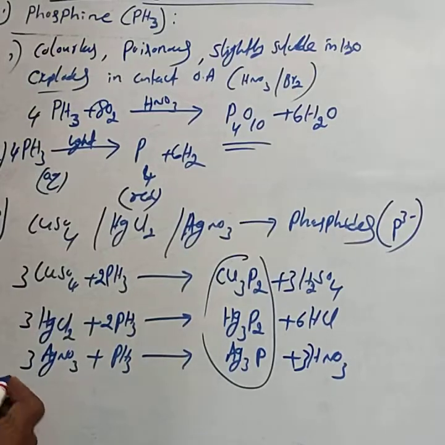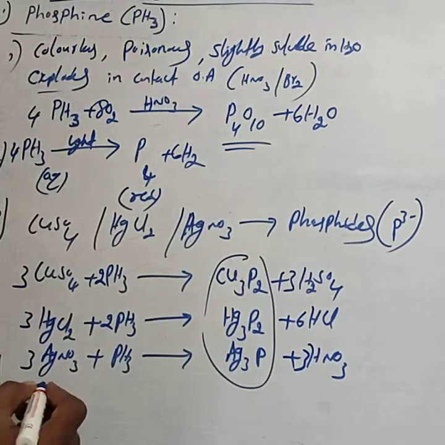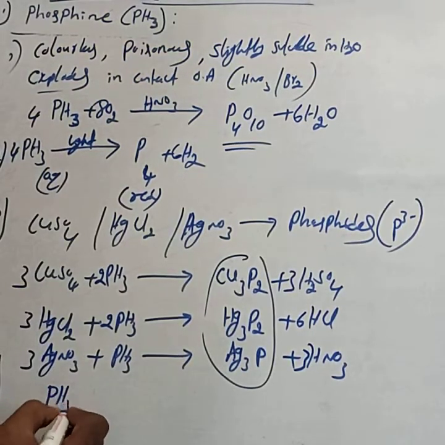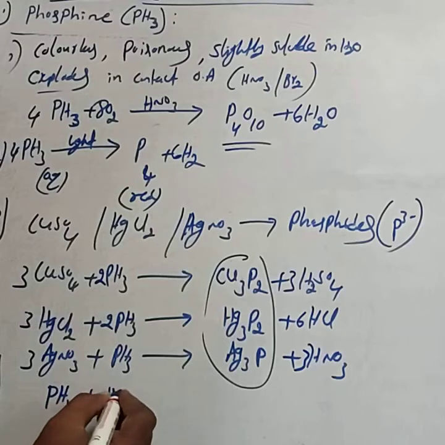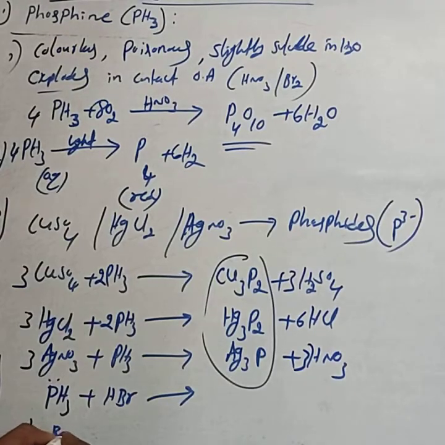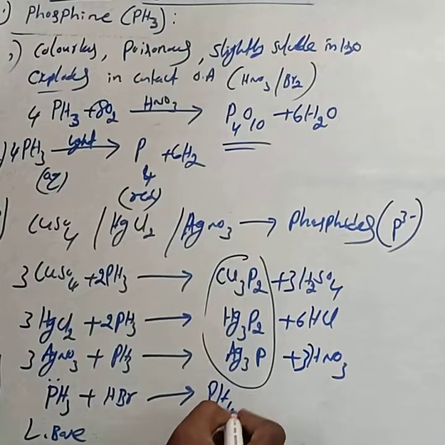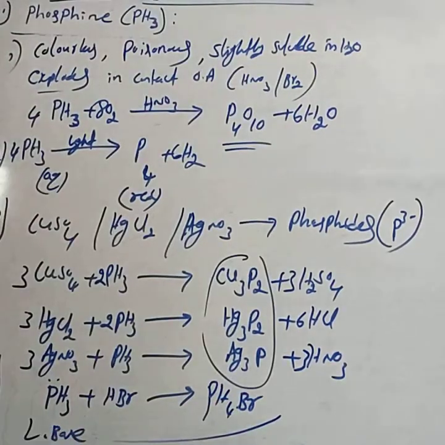Then phosphine is basic in nature. It is a Lewis base because it reacts with acids to form phosphonium compounds. For example, PH3 reacts with HBr. Due to the presence of the lone pair of electrons, it can act as a Lewis base, and forms PH4Br. These are the properties of phosphine.